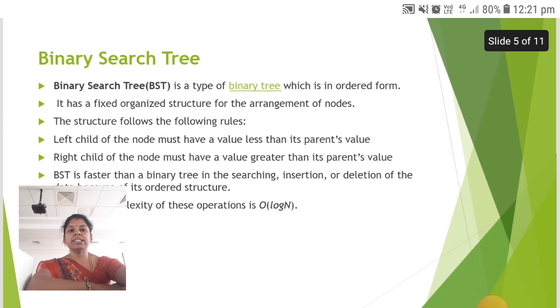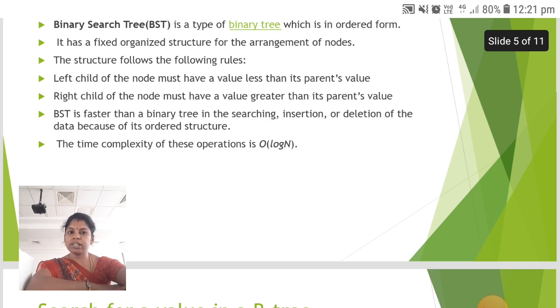The next is the binary search tree. A binary search tree is BST. It's a type of binary tree which is in ordered form, so it has a fixed organized structure for the arrangement of nodes. The structure follows the following rules. The left child of a node must have a value less than its parent's value. Similarly, the right child of the node must have a value greater than its parent's value. So a BST is faster than a binary tree in searching, insertion or deletion of data because of its ordered structure. The time complexity is O(log n).